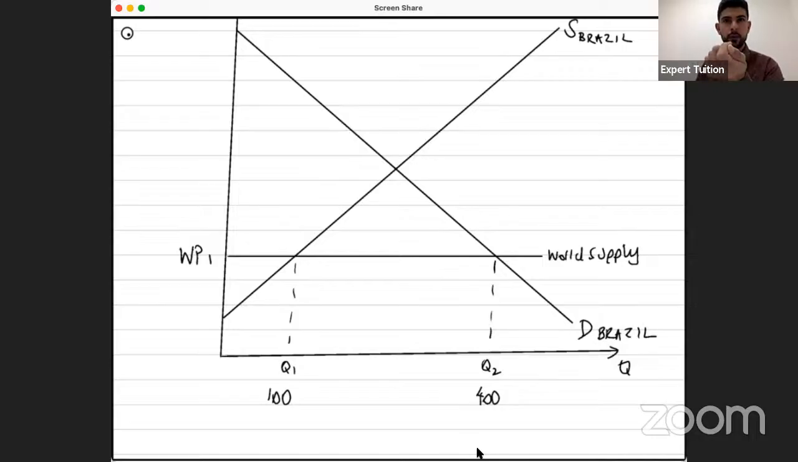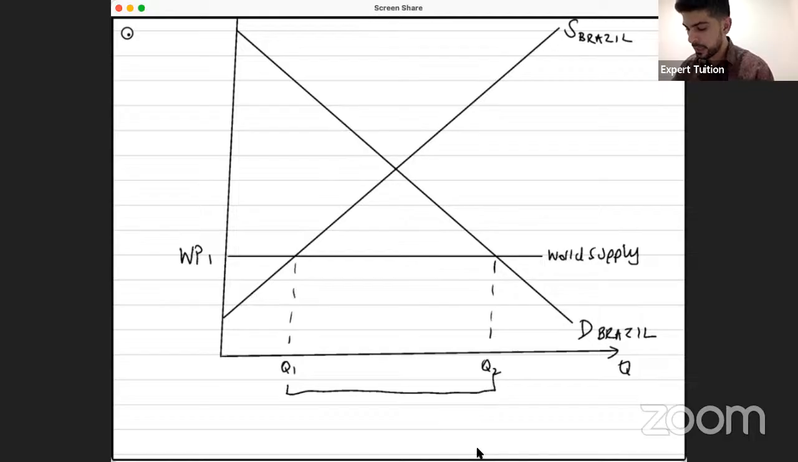And if I buy something from abroad, what does that mean? That means the distance between Q1 and Q2 is the level of imports. And that is why it is M1, which represents imports, because if the demand in my economy exceeds the supply, I need to be buying it from abroad. Easy. Let's now do the following.